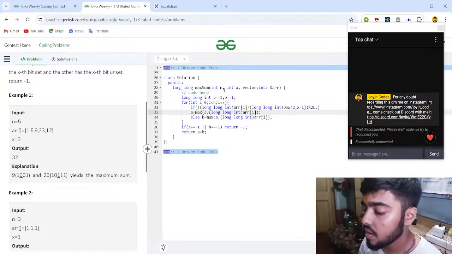Now see, this is the function with vector ar of i.